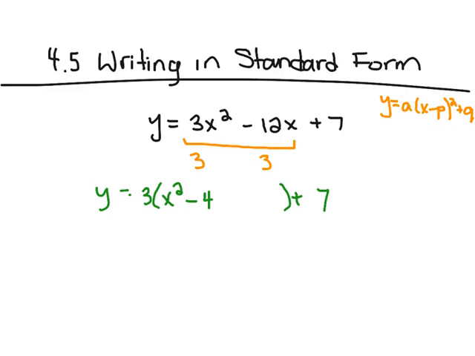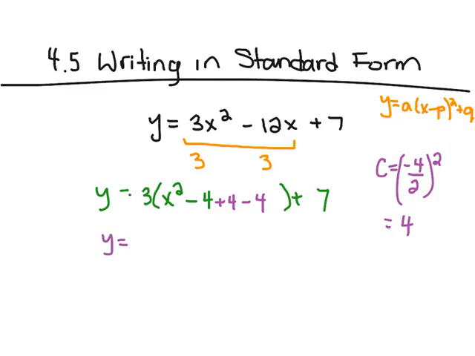Now we're going to complete the square for what's inside the brackets. We find our c value: negative 4 divided by 2 is negative 2, squared is 4. Usually we would add 4 to both sides, but because we want to put it on the same side, we're going to both add and subtract 4. That way we're still adding 0.